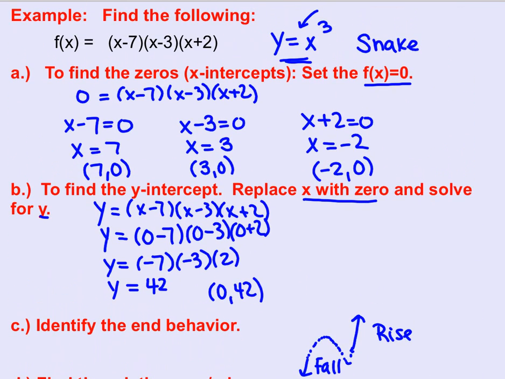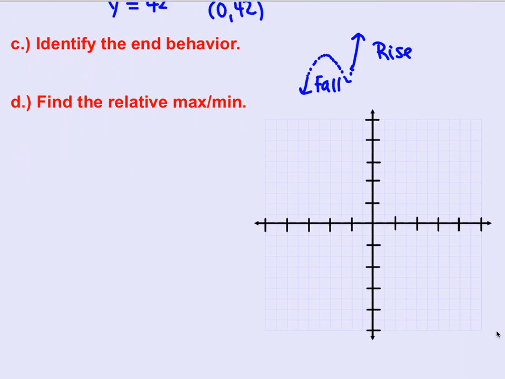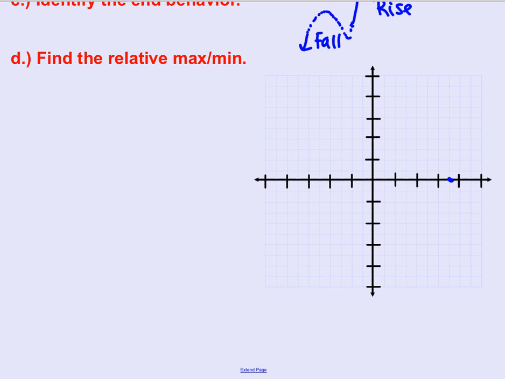So the 3 x-intercepts we'll graph first, 7, 3, and negative 2. So here is 7, 3, and negative 2. The y-intercept was over 0, up 42. So we need to change this y-axis, increase it. So we'll maybe say this is 10, 20, 30, 40, 50. So we'll go by tens. So over 0, up 42 is about there.